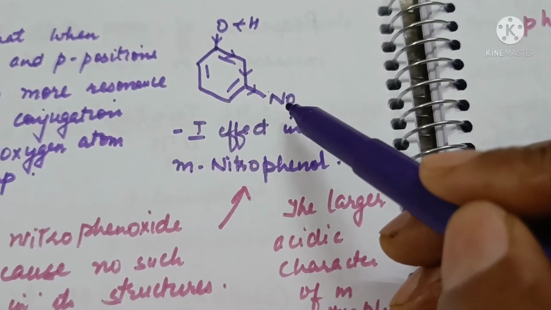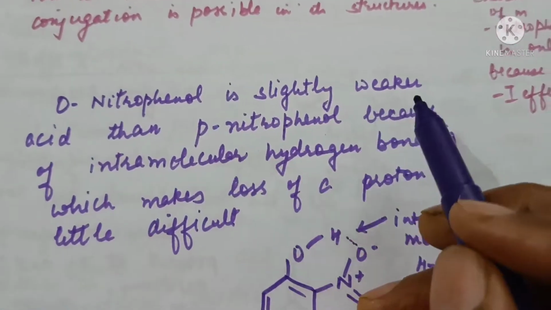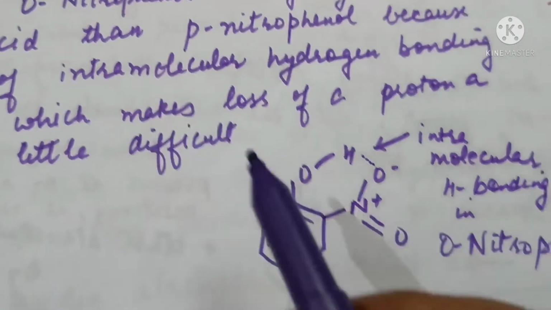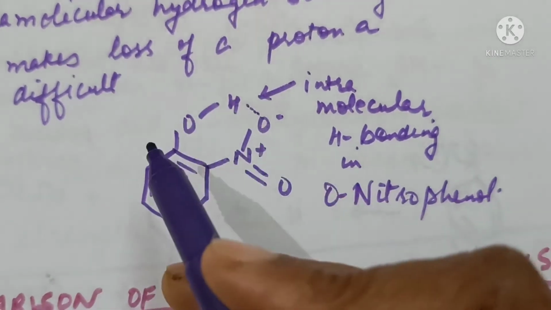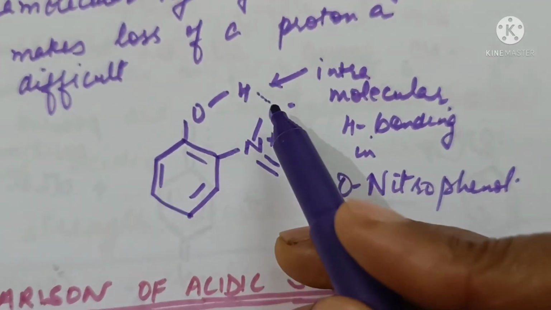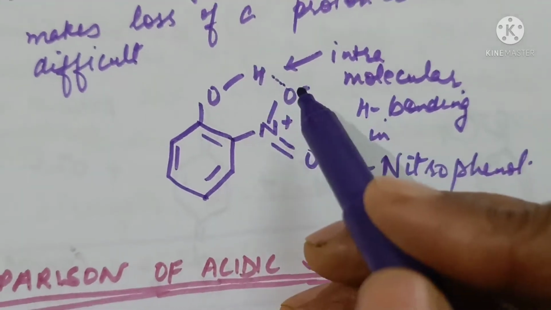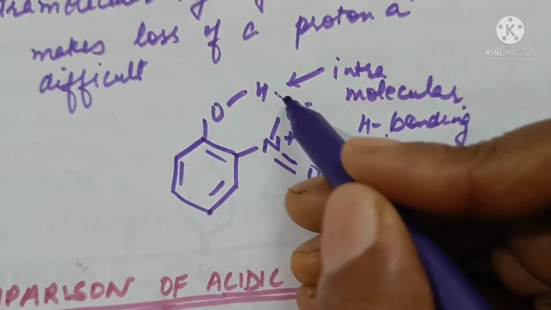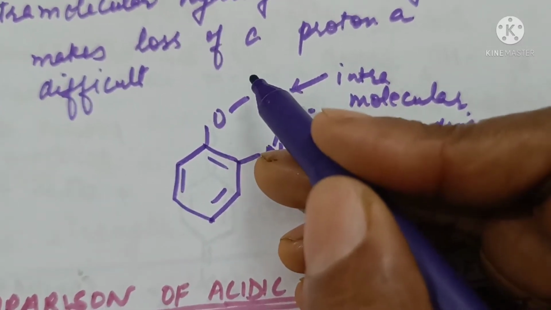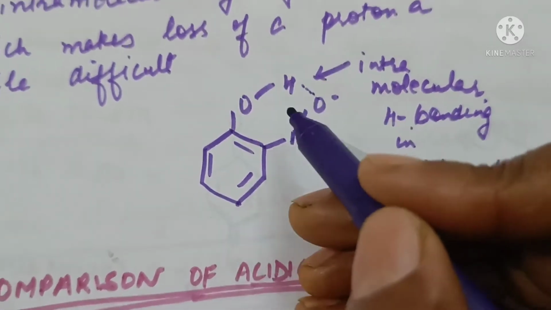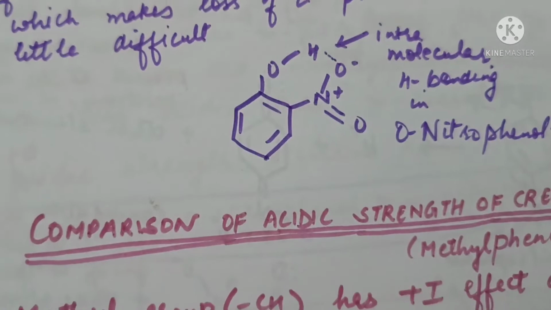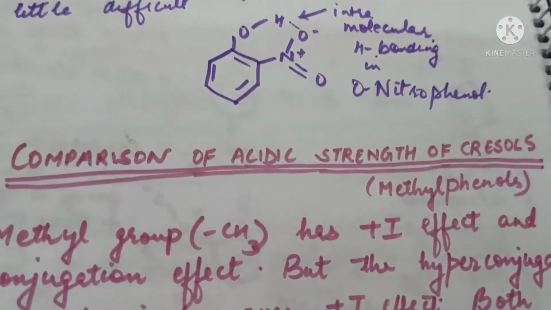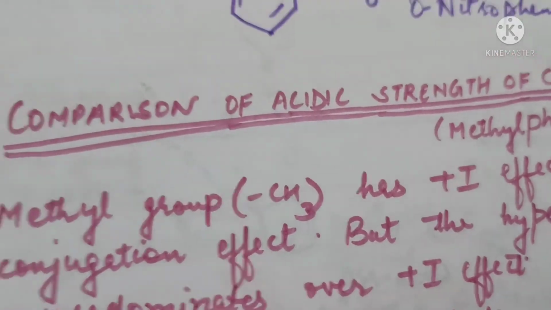and because of the minus I effect, the acidic character is increased. Ortho-nitrophenol is a slightly weaker acid than para-nitrophenol, because in ortho-nitrophenol there is weak intramolecular hydrogen bonding. Intra means within the molecule. When hydrogen bonding is present, the release of proton will be difficult as compared to para-nitrophenol. The comparison of acidic strength of cresols or methyl phenols.